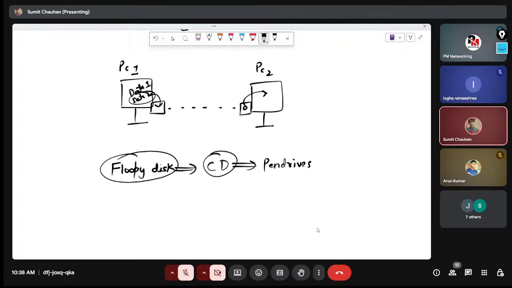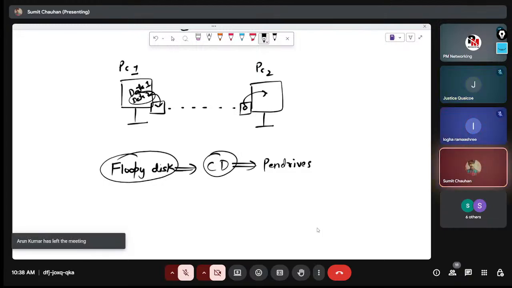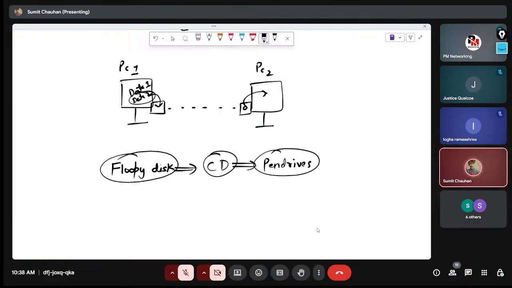I hope every one of you must be having one pen drive. Maybe not you, maybe your friend will be having, but you all have these hardwares. These are special hardwares for storing data. Then we take the disk or pen drives to the destination, insert them and copy the data. That was the journey, but it was taking time to share data from PC1 to PC2.